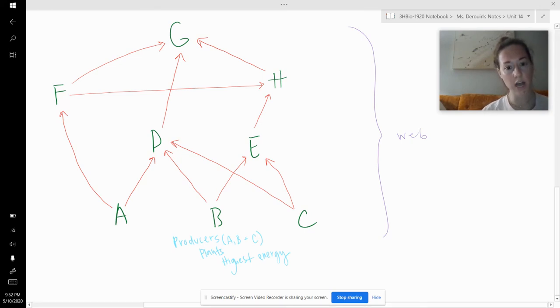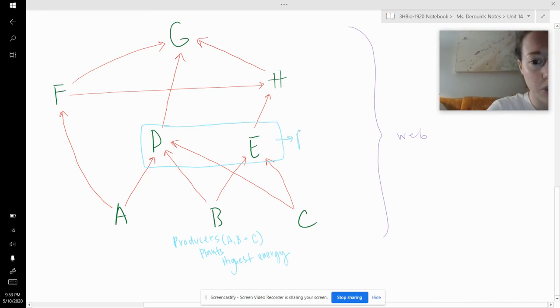Now, the next level up, this is going to be D and E. Let's see, D and E. These are going to be your primary consumers. And they're also herbivores.